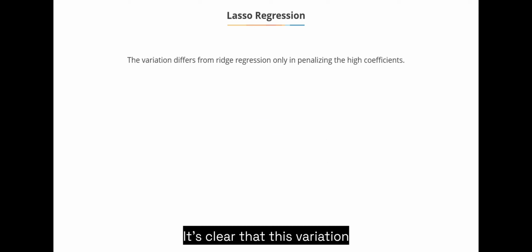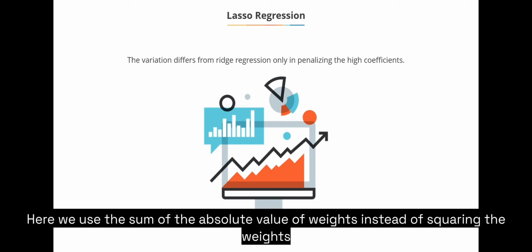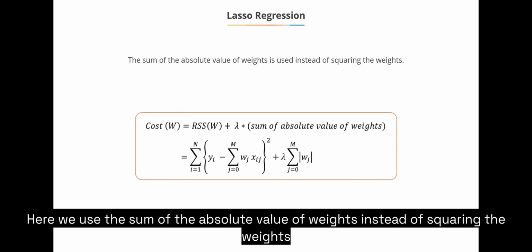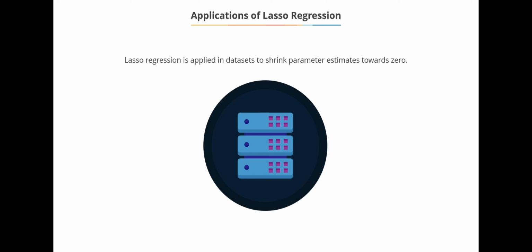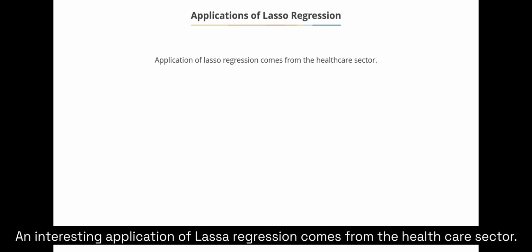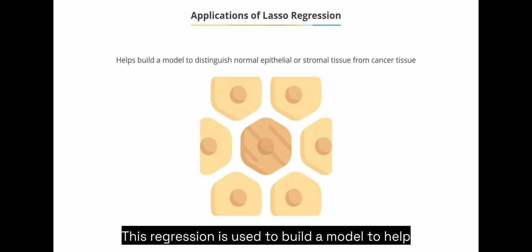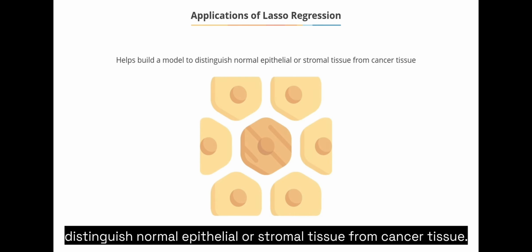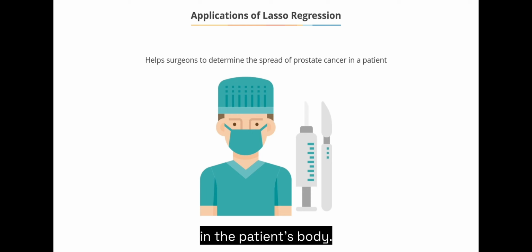It's clear that this variation differs from ridge regression only in penalizing the high coefficients. Here we use the sum of the absolute value of weights instead of squaring the weights. Application. Lasso regression is applied in datasets where we need to shrink parameter estimates towards zero in order to fight two sources of overfitting. An interesting application of lasso regression comes from the healthcare sector. This regression is used to build a model to help distinguish normal epithelial or stromal tissue from cancer tissue. This helps surgeons to determine the spread of prostate cancer in the patient's body.